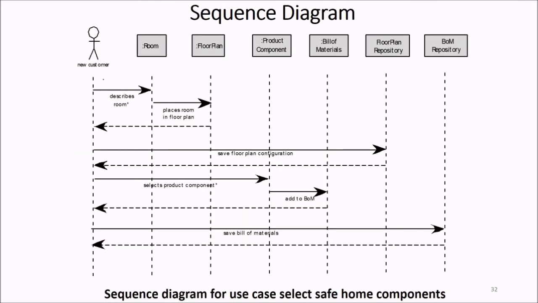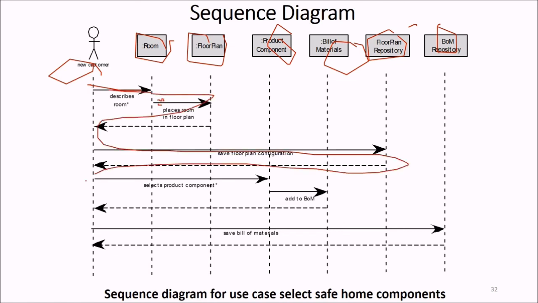This is the sequence diagram. Say a new customer describes the room. So you have room, floor plan. These are all the classes you are going to use, and how you are defining the sequence. This is the sequence. See, it is actually giving the sequence of each and every step, or you can say a swim lane diagram. So these are the sequence diagrams for a use case for, say, some SafeHome component.